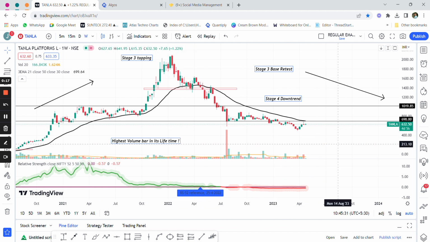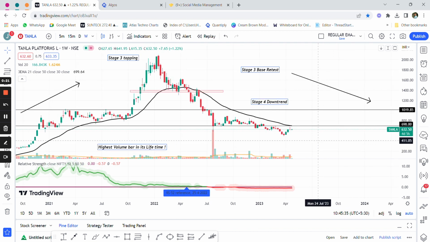Now as you can clearly see, the first stock on my chart is Tanla Platforms, and Tanla Platforms is in stage 4 downtrend. If you watch my first video about the IT index last year, I had clearly explained that whenever the IT index or Tanla Platforms breaks this 1400 level, the stage 4 downtrend is going to start here. Now as you can clearly see, the stock is in stage 4 downtrend and the relative strength is also negative here.